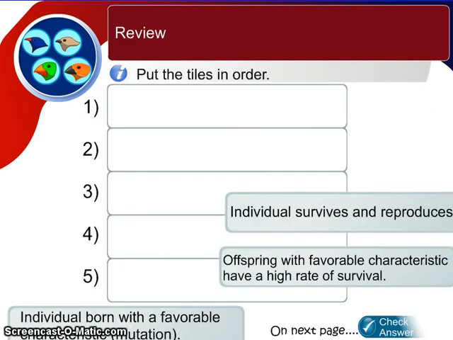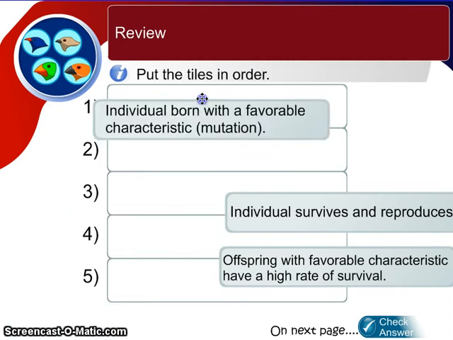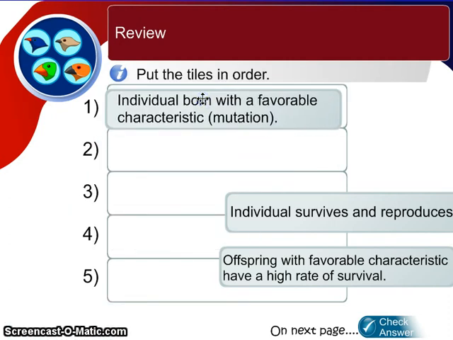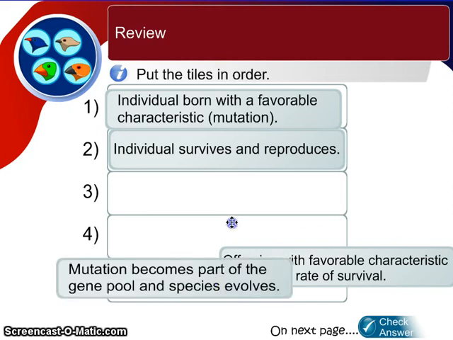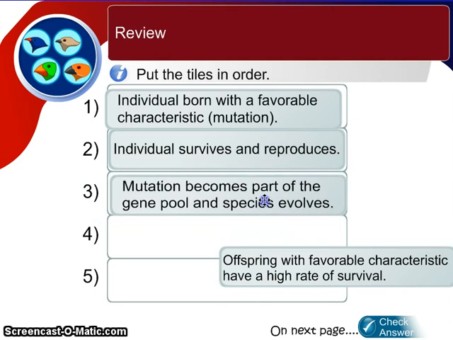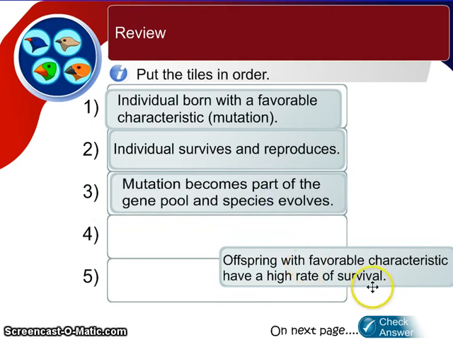So let's review. Put these in order. When we look at things like adaptations over time, what must happen first? You must first have an individual with a favorable characteristic or mutation. From that, we can see that that individual then has the ability to survive and reproduce. If they can survive and reproduce, then you can see that the mutation becomes a part of the gene pool in the species that evolve after it.